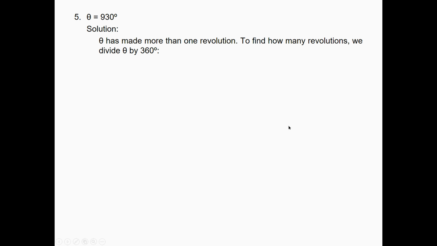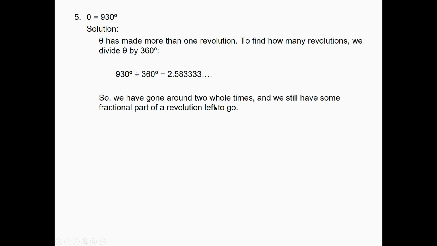Number 5, theta is equal to 930 degrees. Pretty large angle. Okay, now notice it's bigger than 360, so you went around more than once. To find out how many revolutions, we divide theta by 360. So 930 degrees divided by 360 degrees, I get 2.583333. So I did go around at least twice. Notice a little bit more than 2.5.